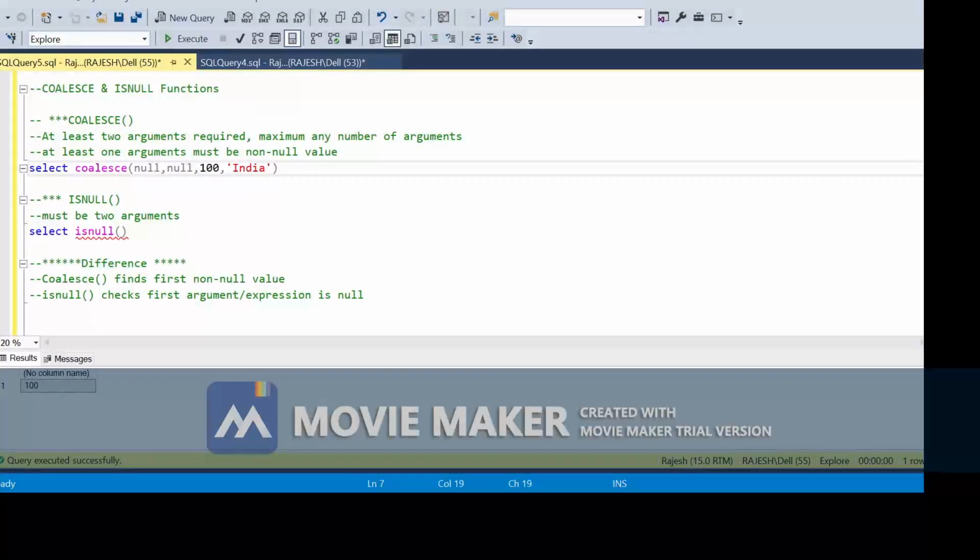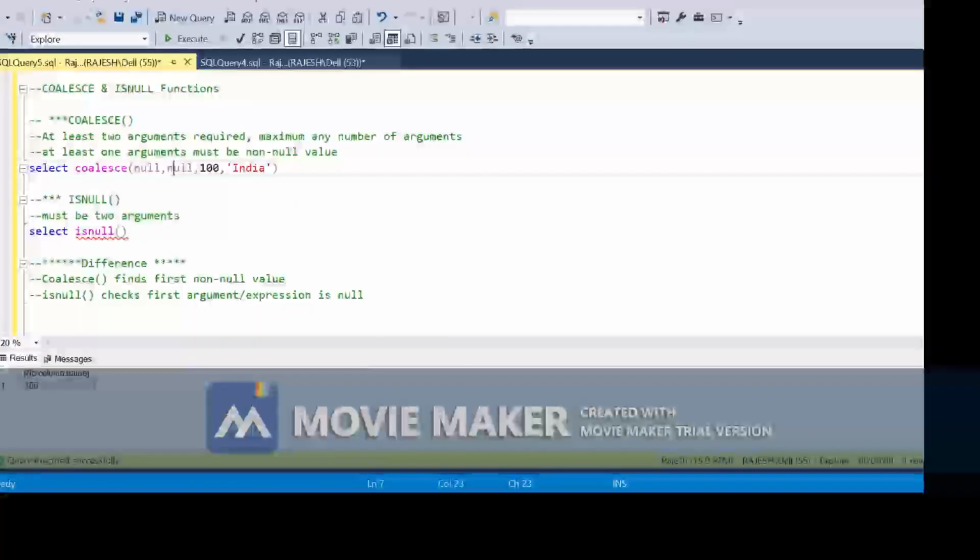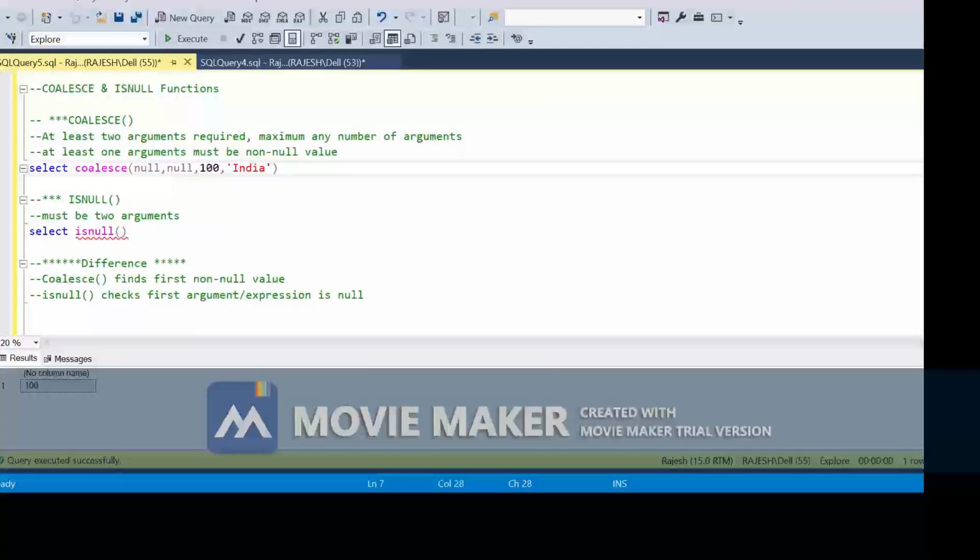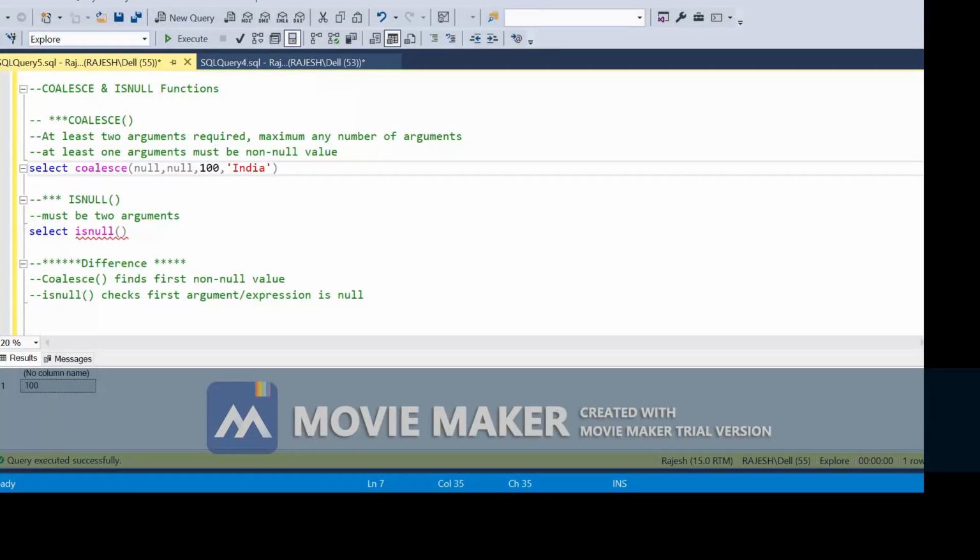This 100 is the third argument. The first one is null, the second one is null, the third one is 100, which is numeric, and the fourth one is a string value. It returned 100, which is not a null value. So the Coalesce function returns the first non-null value.